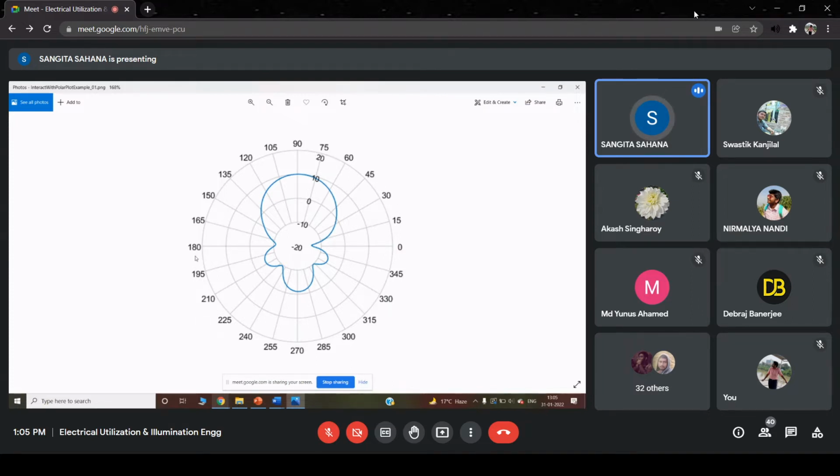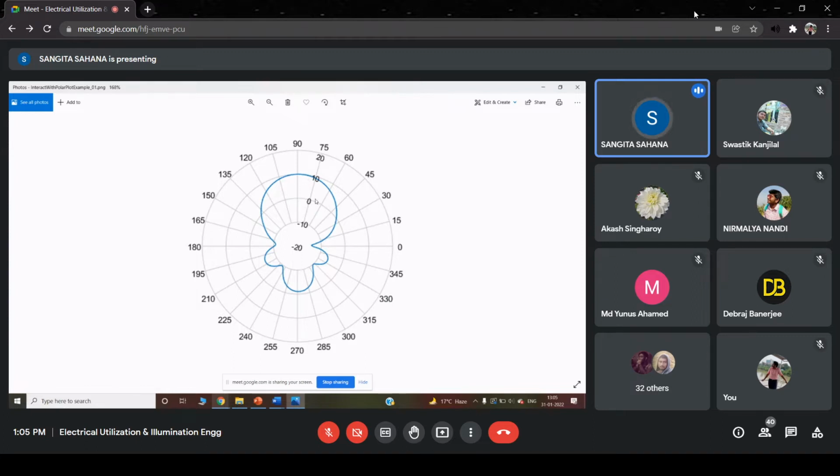Above the lamp, it's 180. Then 270, then again 360 means just below the lamp. So this shows how the light will be distributed around the lamp in the horizontal plane, from the down hemisphere to the upper hemisphere. This is the total light emitted by the source, and the total light will be distributed in this way.